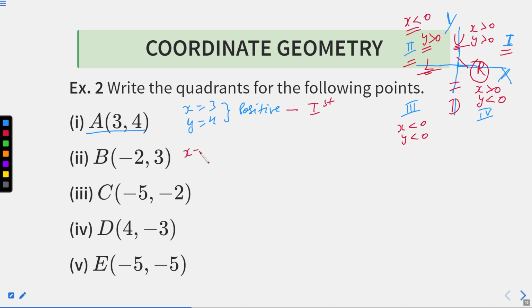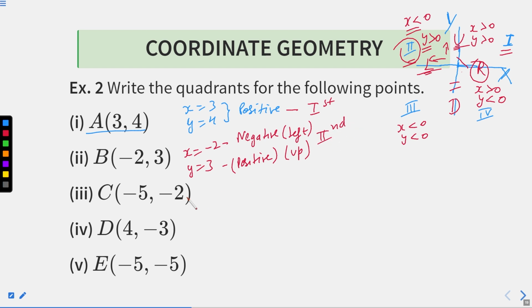Now x is -2, y is 3. If you see, this is negative, negative meaning left side, and this is positive, positive meaning upside. So left and up. So you see the second quadrant. First we go left and then up. So second quadrant.